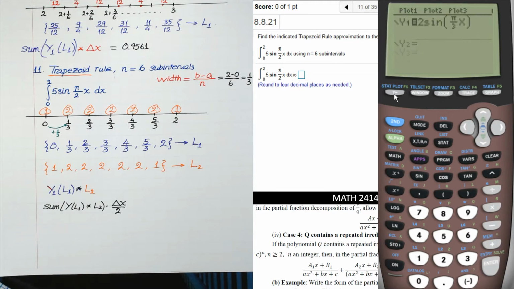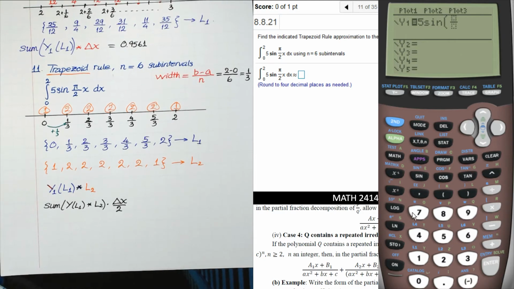So enter the function y equal to 5 times sine of the fraction pi over 2 x.